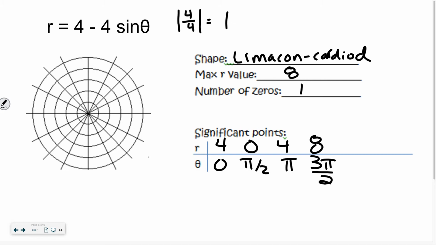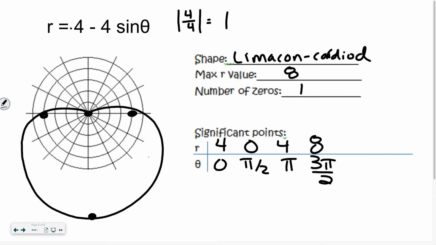Plot those points. 4, 0. 0, pi halves, remember that's your point where it dips and touches the pole and bounces off. Pi, 4 and 8, 3 pi halves. I know some people don't like it when I go off graphs, but I'm going off the graph. Because this is a sine with a negative, the majority of my cardioid should be below the horizontal axis. So this looks something like that. Bounce off. Ta-da!